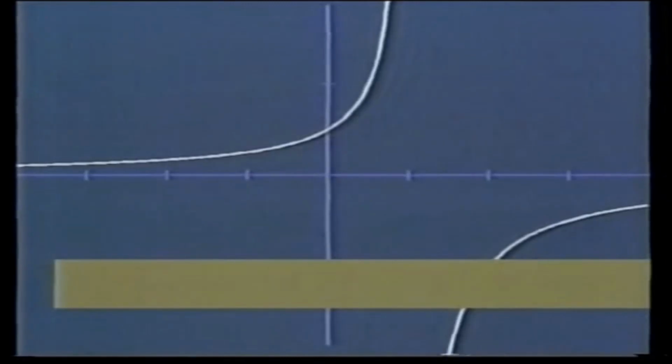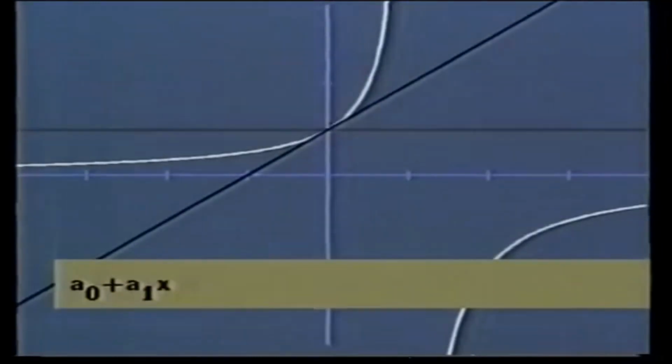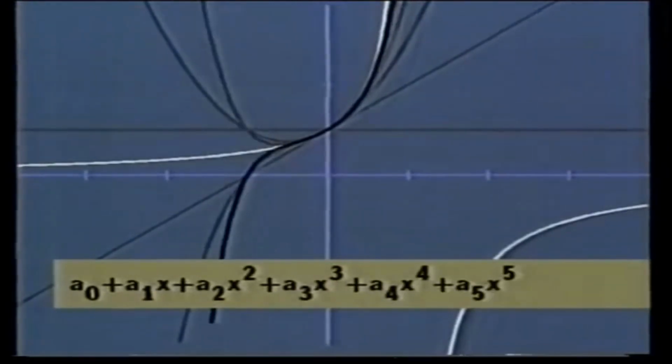For example, let's take a function like this and try to approximate it near 0 by polynomials. A constant function is a very poor approximation. A linear function is better. We've given it the same slope at 0 as the original function. With a quadratic, we can make the second derivatives agree as well. Indeed, you can see that as we take higher and higher degree polynomials, then we get better and better approximations to the function.